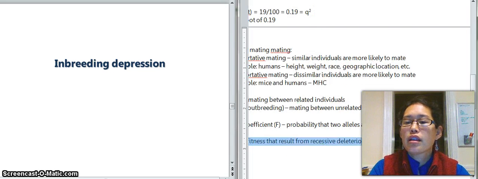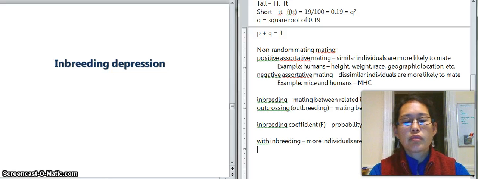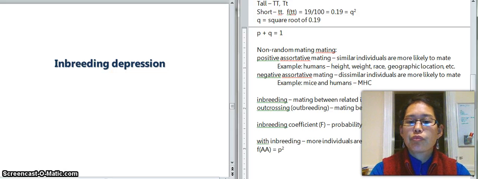With inbreeding, we get greater homozygosity. What this means is that more individuals are homozygous than normal. And so the frequency of big A is normally p squared. We actually get more than usual, and that's defined by F. And this is actually 1/2 F.